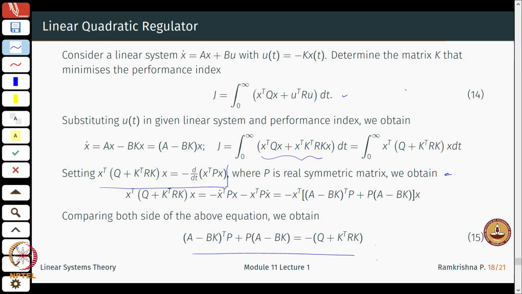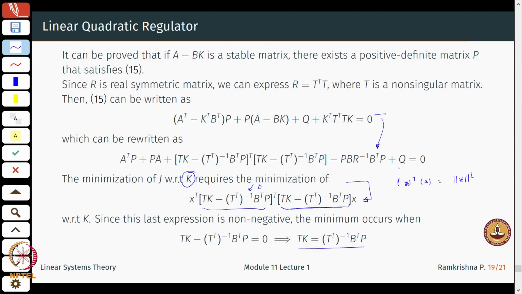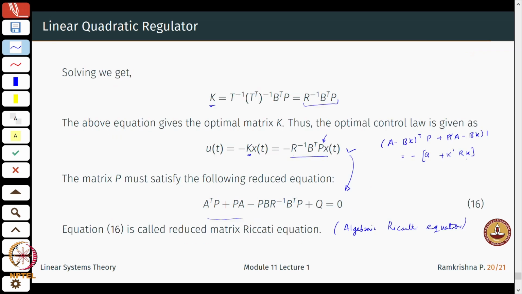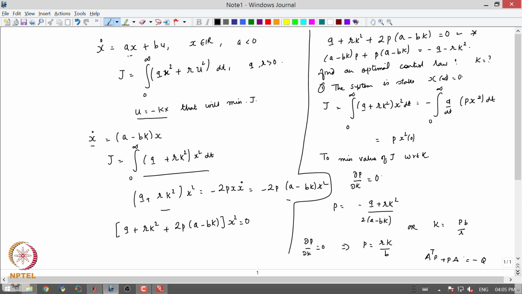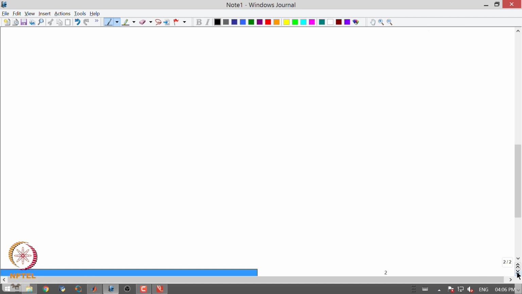So, what was the optimal control law here? In the scalar case, this will be b p over r. That is what we just derived here, right, in a very simplistic way. Right. Okay. So, we can also look at it in a slightly different way.